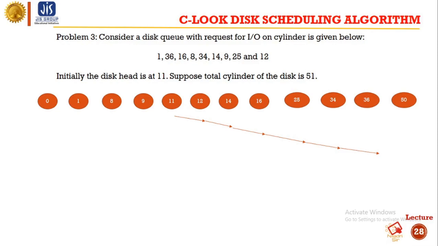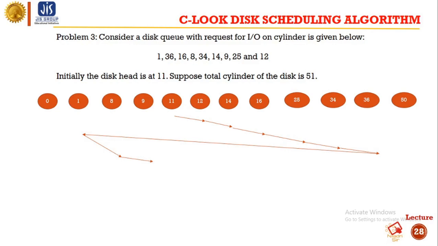And from 36 we have moved to the opposite direction. In the opposite direction we have moved to the first one, the leftmost element, that is 1. So from 1 we have moved to 8. From 8 we have moved to 9. So this is how all the elements work. This is how the C-LOOK disk scheduling works.